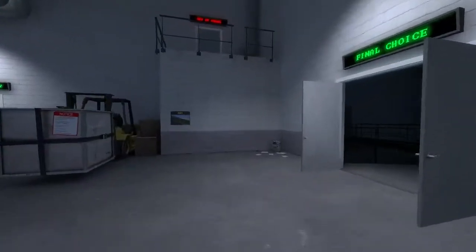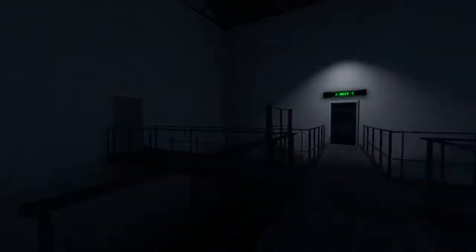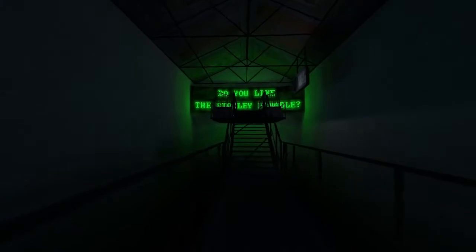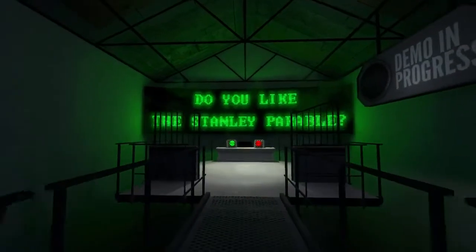Oh, you went in both booths? Oh, how vulnerable of you. Now this room is perhaps the most important you'll encounter in the demo. This is where we determine whether or not the demo has been effective.